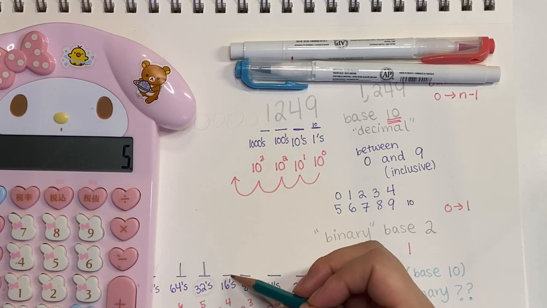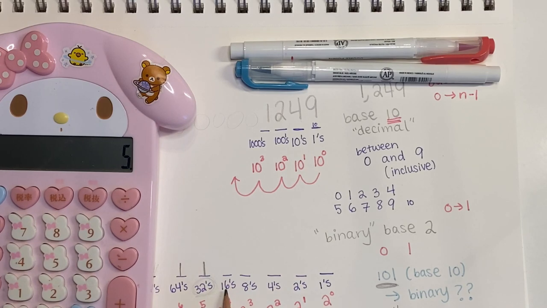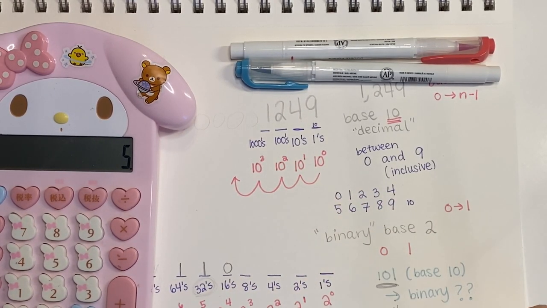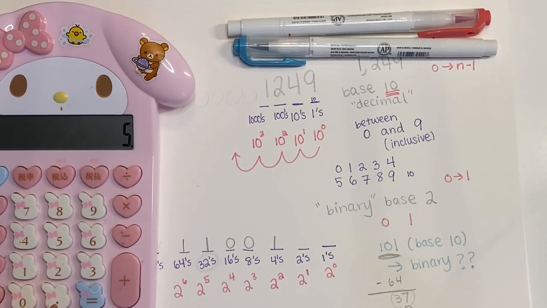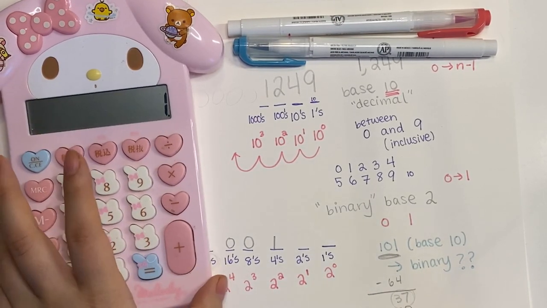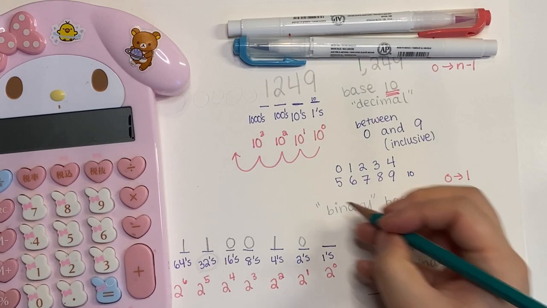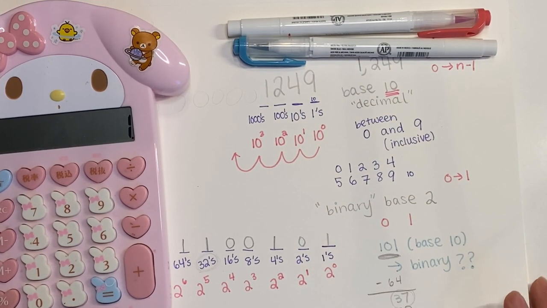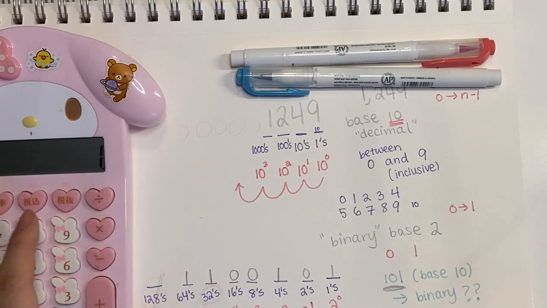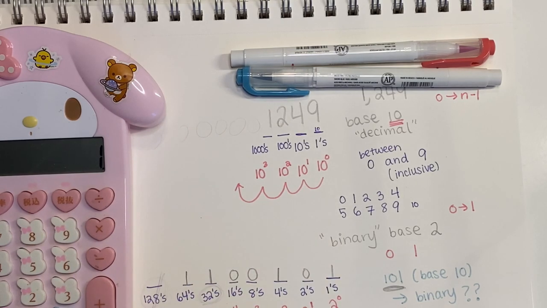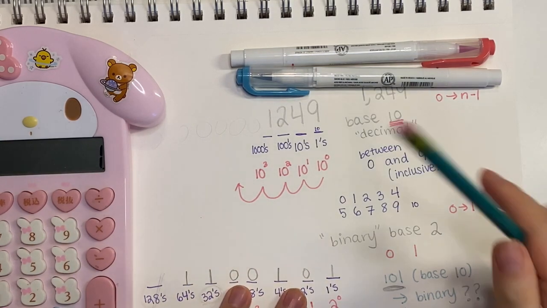So then you continue. The next slot over is the 16's place. But 16 is larger than 5, so I put a 0. 8 is also bigger than 5, so I put a 0. But I do have a 4 within this, so I can subtract a 4. So subtract a 4, that gives me 1. So I don't have a 2, because 2 is bigger than 1, but then I have a final 1. So if we did our math correctly here, the string 1100101 in binary is equivalent to the number 101 in base 10.